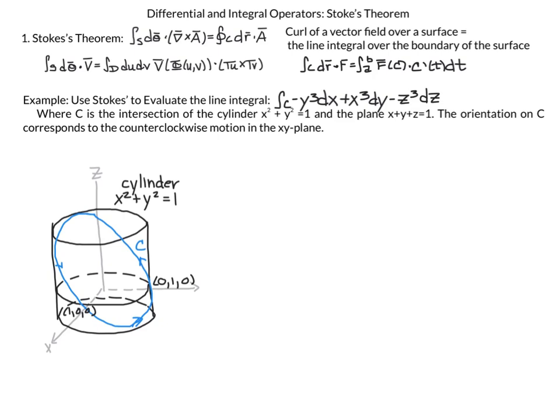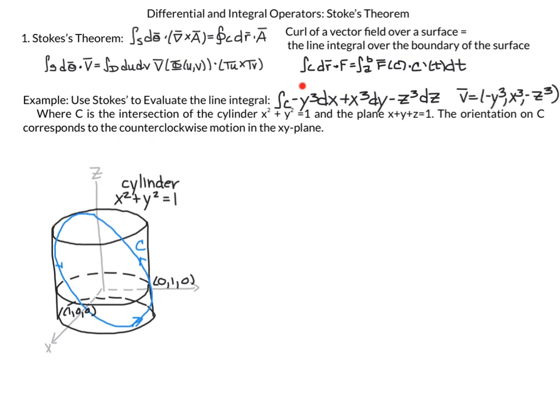This next problem is to use Stokes to evaluate the line integral negative y cubed dx plus x cubed dy minus z cubed dz, where c is the intersection of the cylinder x squared plus y squared equals 1, this black cylinder, and the plane x plus y plus z equals 1. The orientation on c corresponds to the counterclockwise motion in the xy plane.